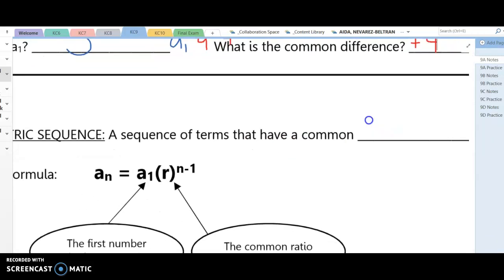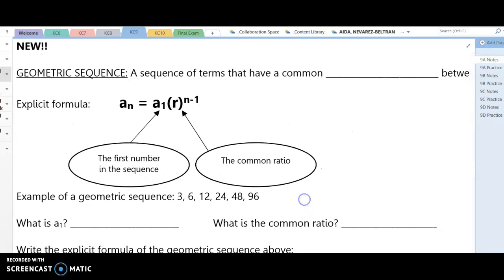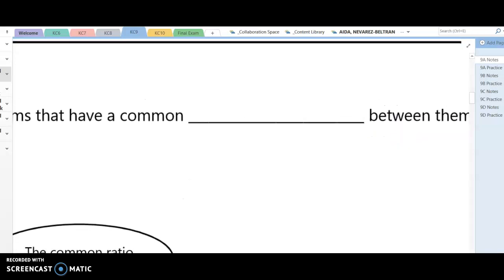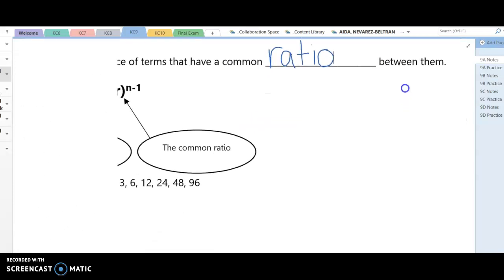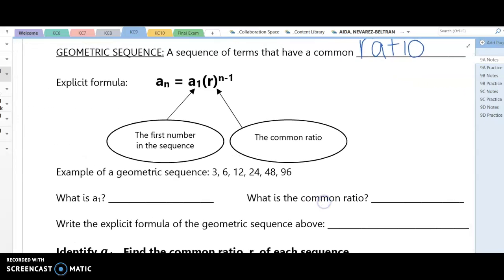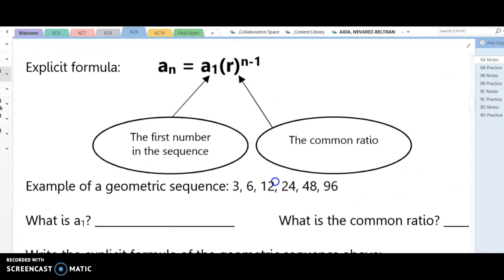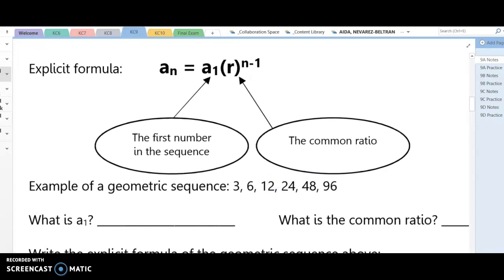Right, so with KC9, we're going to be looking at something similar, but this time it's not going to have a common difference. We're looking at a common ratio. So here's your formula. So you have AN equals A1, parentheses R to the N minus 1. So that's your general formula, and you're pretty much just plugging in numbers for A1 and numbers for R. So those are the only two things you're going to be putting numbers in. A1 is still the first number in the sequence, and then R becomes your common ratio.